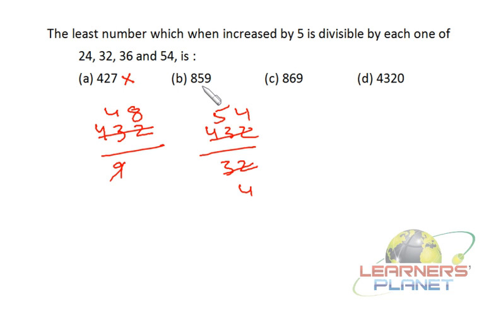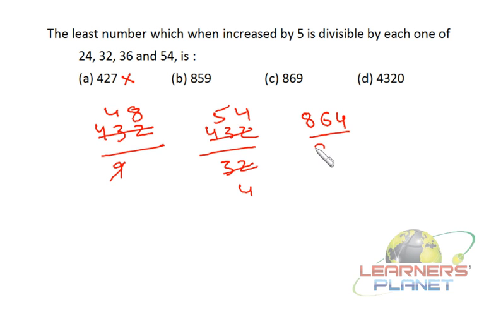Now let's take 859. Now we have to add 5 to it. So 859 plus 5, that is 864. Now we have to see whether this number is divisible by all of them or not. 8 plus 6, 14 plus 4, 18. That means this number is divisible by 9.